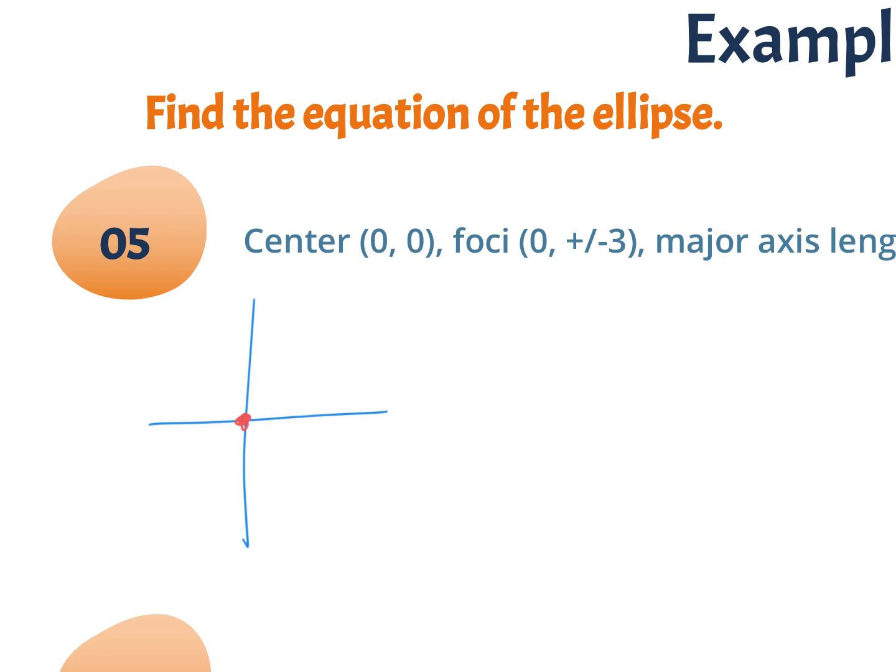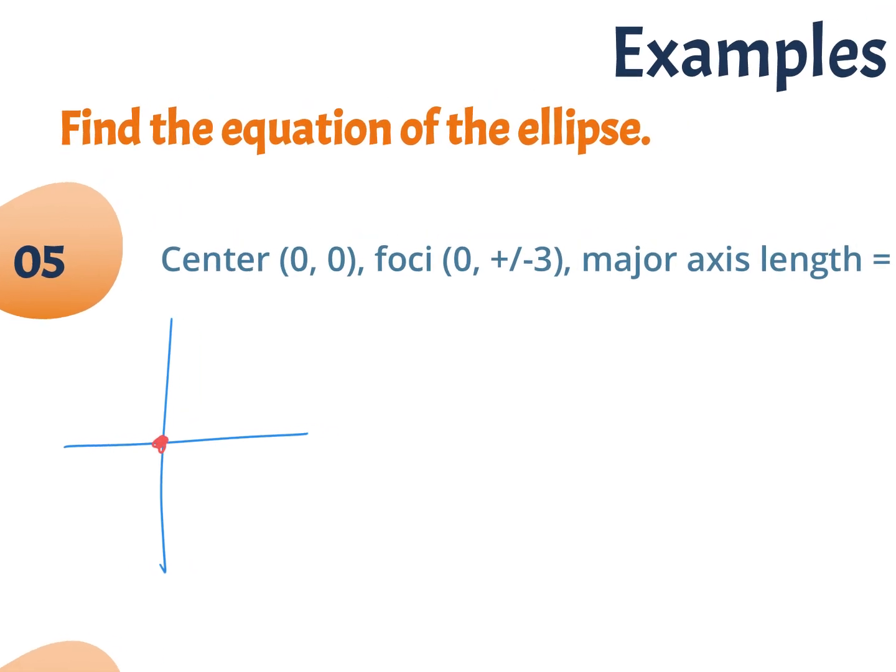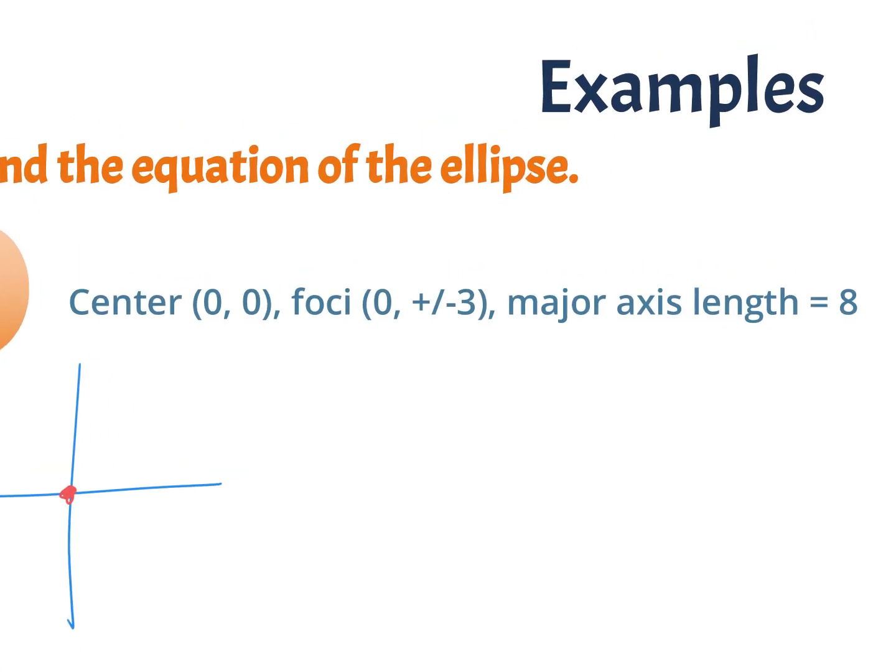And then it says the foci. What value is foci? A, B, or C? C. All right. The foci is at 0, comma, plus or minus 3. It's at 0, comma 3. And it's at 0, comma negative 3.